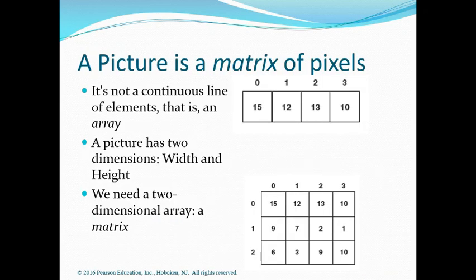So a picture is actually a matrix of pixels. It's not a continuous line of elements. That is an array, right? A picture has two dimensions, width and height. And we need a two-dimensional array, which is a matrix. So you can see in the example on the bottom, that's a 4 by 3 matrix. You can see four rows, sorry, 3 rows and 4 columns.